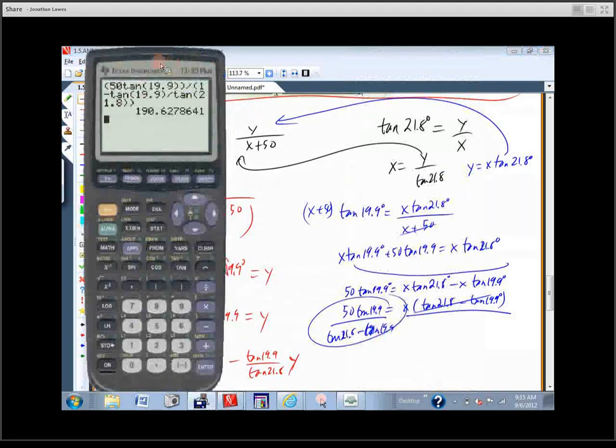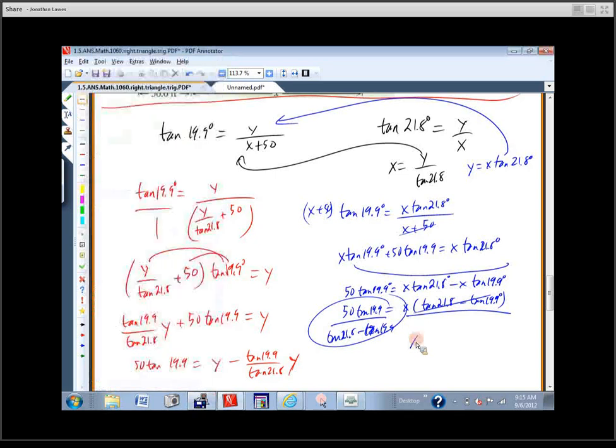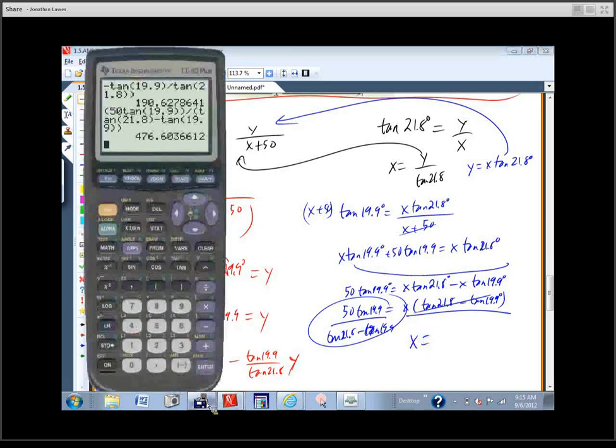So this is, let's see, I'm going to put the entire top in parentheses. 50 tangent 19.9. Close the parentheses twice because that's the entire top. Divide that by, well, this denominator is a lot easier. It's just tangent 21.8, close the parentheses, minus tangent 19.9, close the parentheses twice, hit enter. Okay, that's what x is. X is 476.6036.